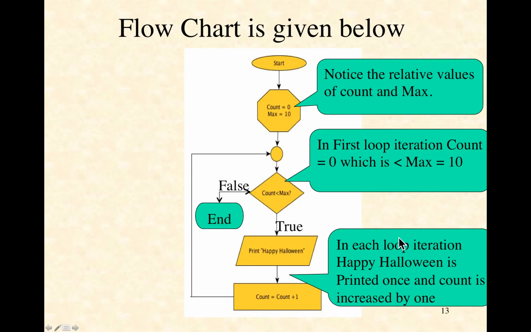So each loop iteration, Happy Halloween is printed once and count is increased by 1. So for counter values 0 to 9, we will print Happy Halloween. So that is 10 values, and then count becomes 10. And when we check, 10 less than 10 is false, so we exit the loop. So that's how this loop works.